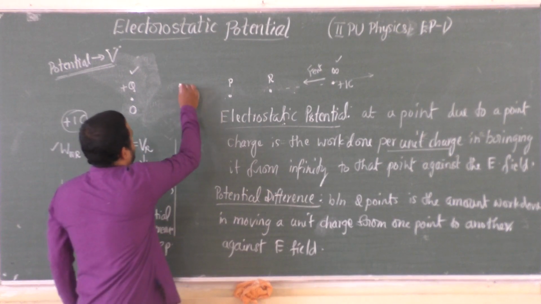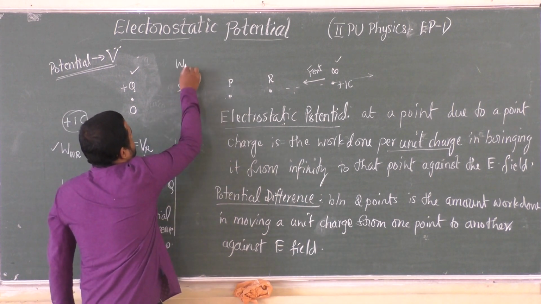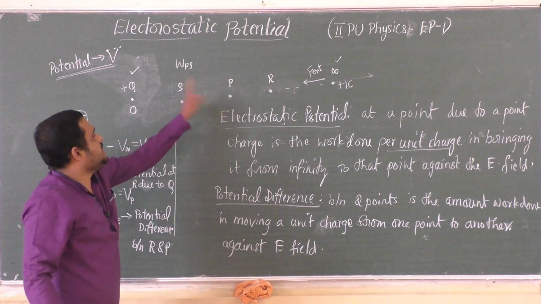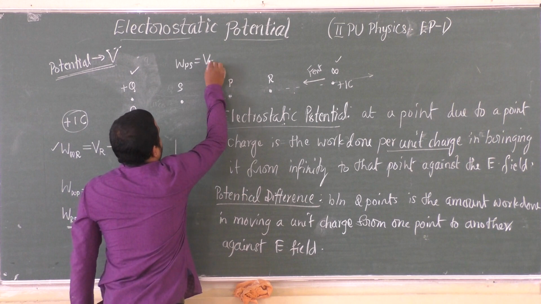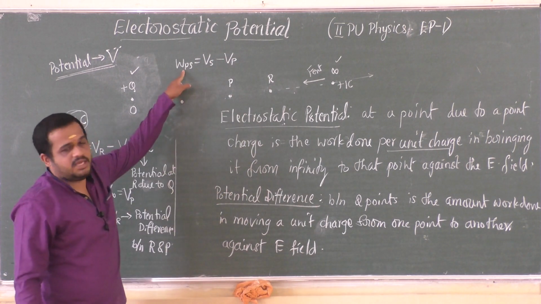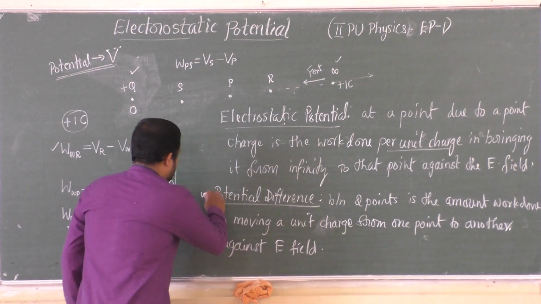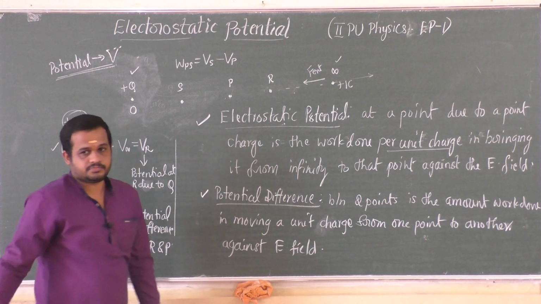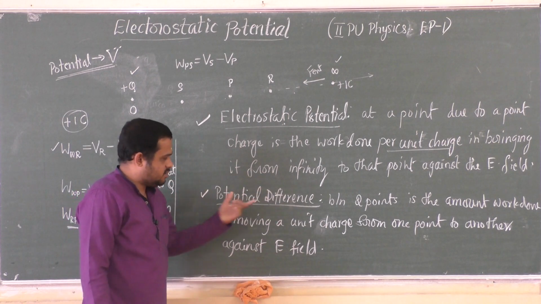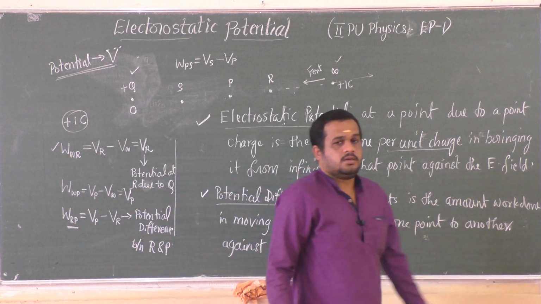If I consider some point S here, potential difference between these 2 points is nothing but the amount of work done in moving unit positive charge from P to S, which is equal to potential at S minus potential at P. Work done in moving unit positive charge from one point to another against the electric field is called potential difference. These are the two definitions important for 1 mark. Okay. Next.